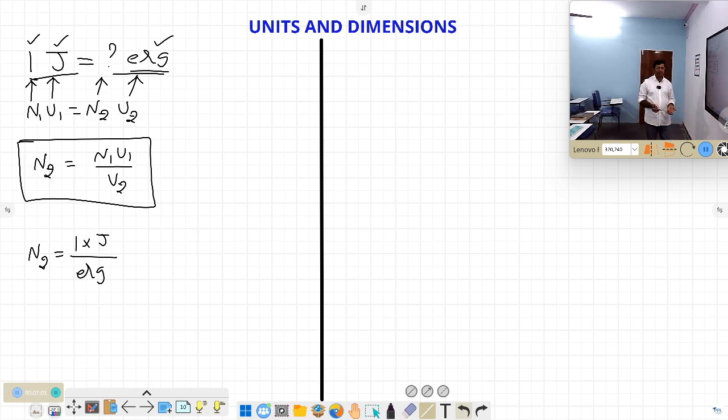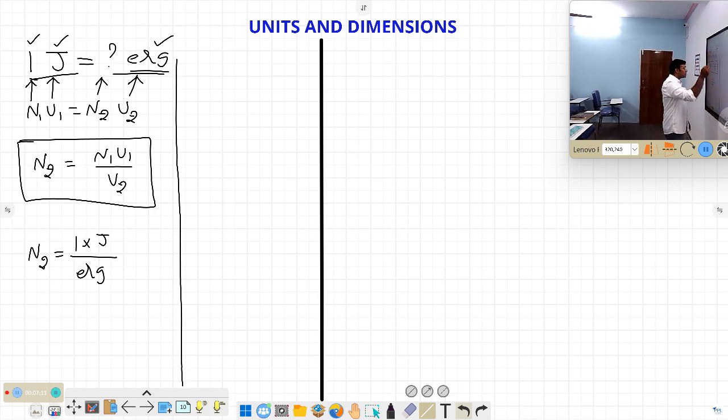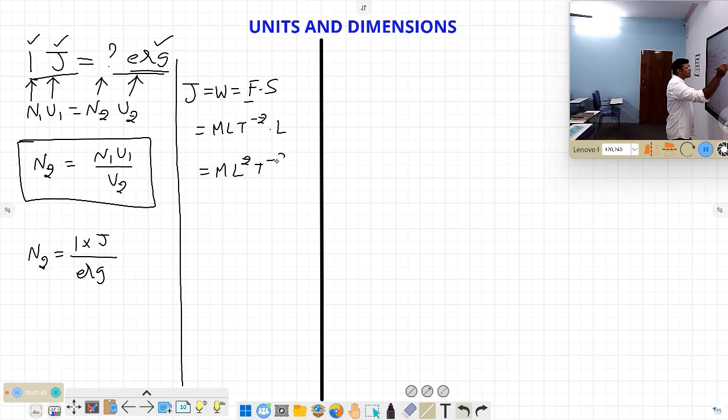Here you can't solve it directly like this, so we need to use the fundamental relations. How to find the value using the fundamental relation? First, try to write the joule in terms of fundamental units. Joule is nothing but work, as we already said. Work is force into displacement, as we did yesterday. Force is mass into acceleration. The dimension formula for force we can write as MLT minus 2, into distance. So the joule dimension formula becomes ML square T minus 2.